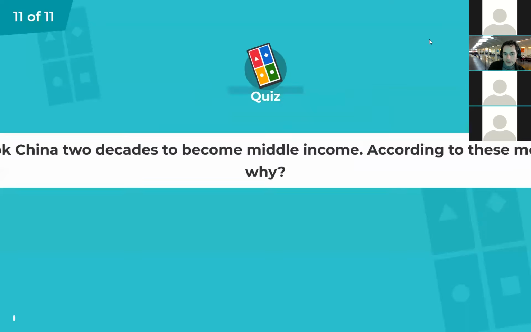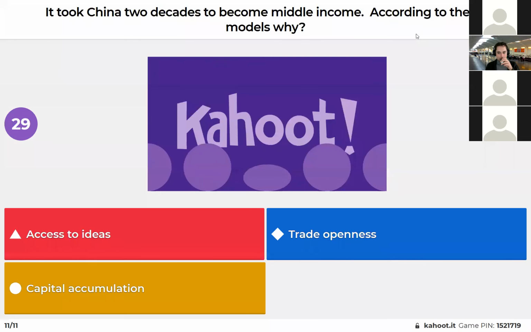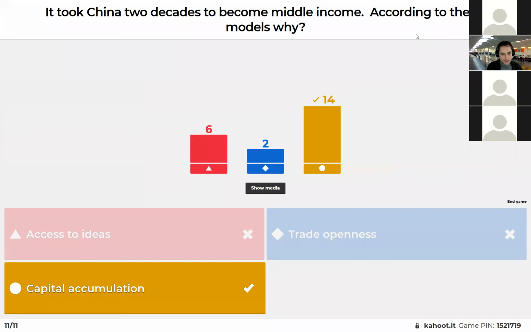Okay, last one. It took China two decades to become middle income. According to these models, why? Yeah, so I mean, I sort of spiked it a bit by saying according to these models, but I think this is actually true, in fact. So I can see that some people wrote access to ideas, some people wrote trade openness. Those are also important reasons, I think, for China's growth over the last 30, 40 years now.